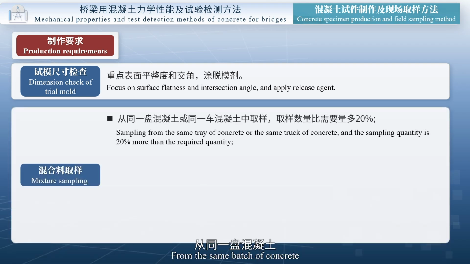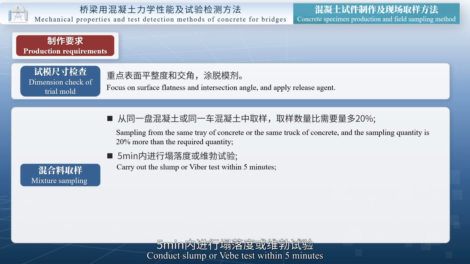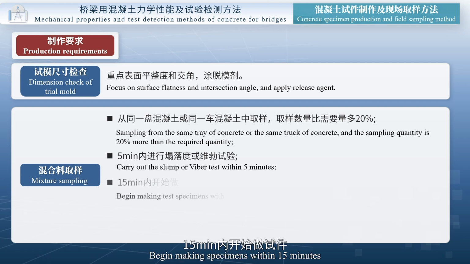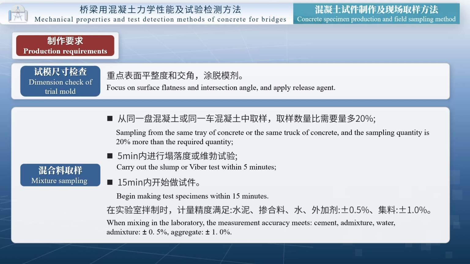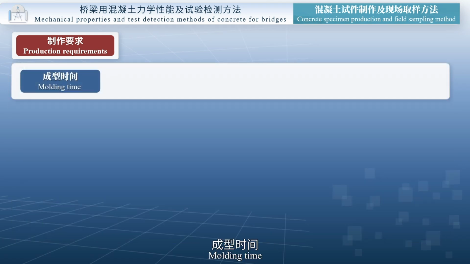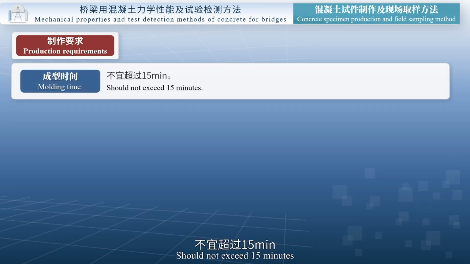Sample from the same batch of concrete. The sampling quantity is 20% more than the required amount. Conduct the slump or Vebe test within 5 minutes. Begin making specimens within 15 minutes. When mixing in the laboratory, measurement accuracy should meet: cement, admixture, water, mineral admixture plus or minus 0.5%, aggregate plus or minus 1%. In the end, molding time should not exceed 15 minutes.